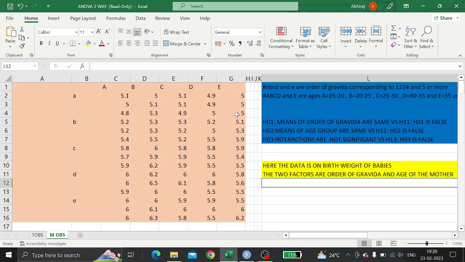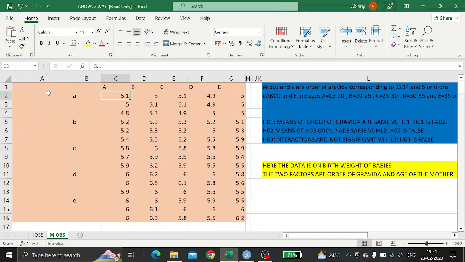Now you could see that corresponding to the two factors, we have more than one observation per cell. Now you might say that they are three different cells, but that's in Excel. Actually, the data was given such that corresponding to the two factors, we have more than one observation. We have three observations per cell here. So, as we have replications, we have to consider the effect of interaction of the two factors, which is influencing our response. So we have to consider the effect of the order of gravida, the age group of the mothers, and their interaction.